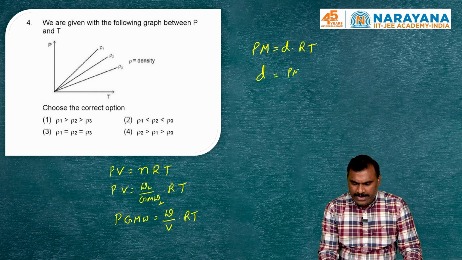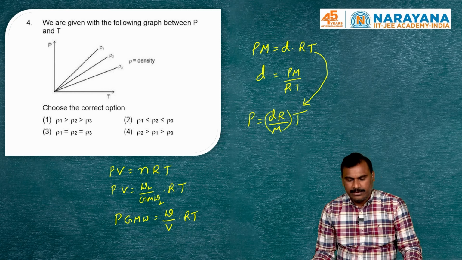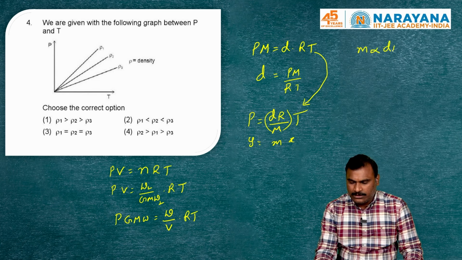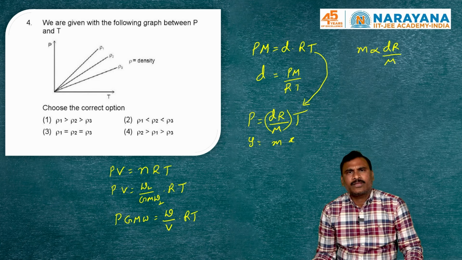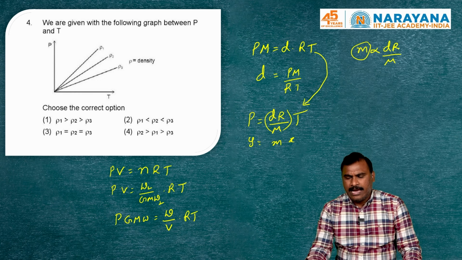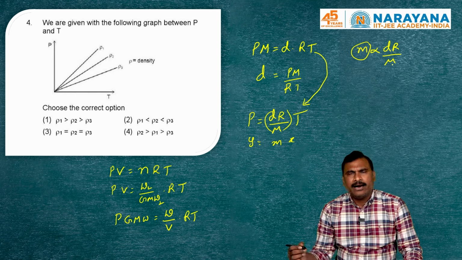Otherwise, PM = dRT, or you can write this also like this: P = (dR/M) T. Then it looks like y = mx. Therefore, the slope m is directly proportional to dR/M. That means the slope value depends upon the density, gas constant and molecular weight.